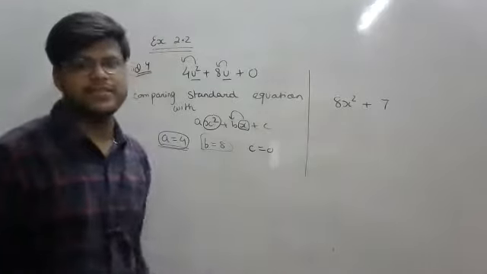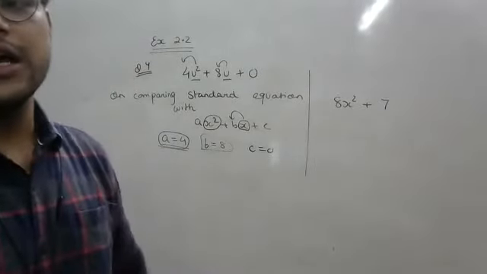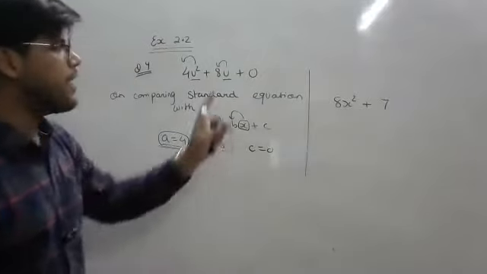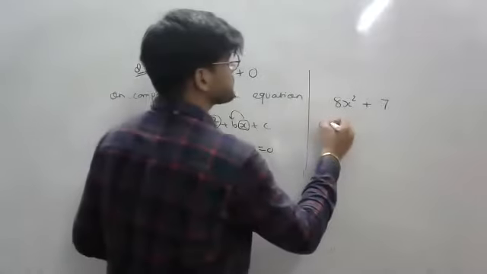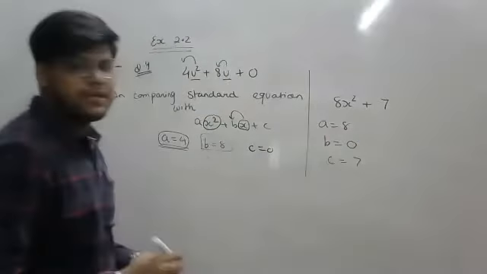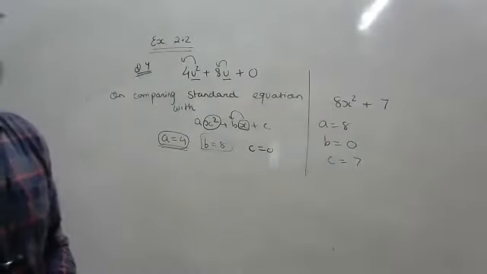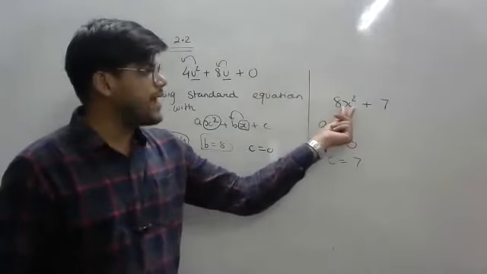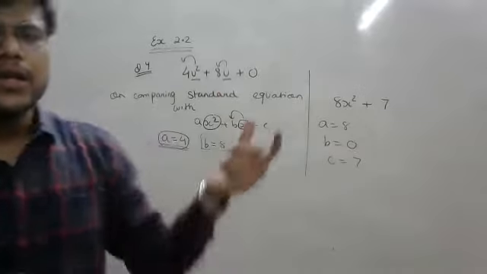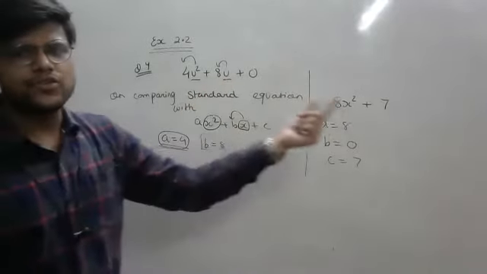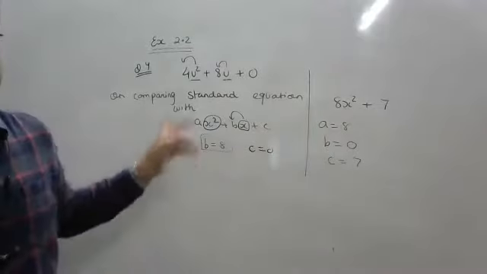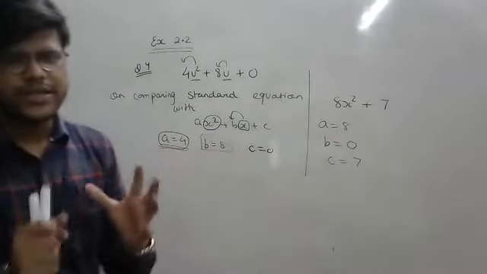So most of you are giving the right answer. Here the value of a is 8, the middle term is missing, so the value of b is 0 and c is 7. b is considered 0 because b is the middle term, the one with the variable to power 1. You need to understand when b is missing and when c is missing, when b will be 0 and when c will be 0.